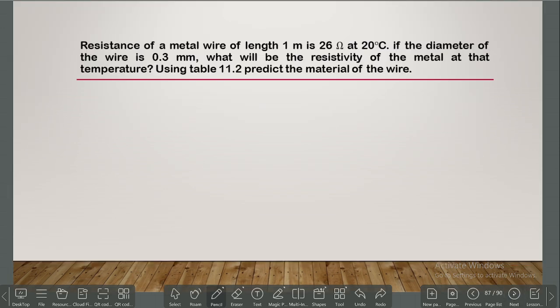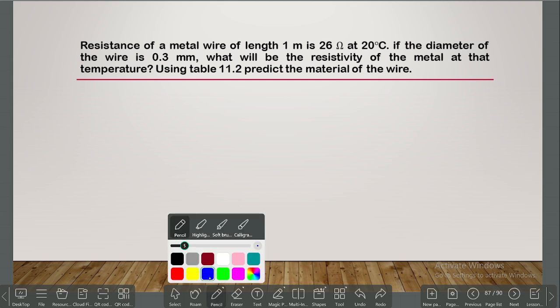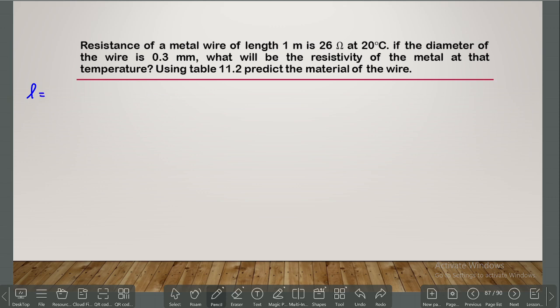Next, a numerical question, an important 3-mark question. The resistance of a metal wire of length, that means the length of the wire is given. What is the length of the wire? It is given as 1 meter. And the resistance of the wire is given as R equal to 26 ohm at a temperature of 20 degrees Celsius. No need to bother about the temperature, just skip that value. If the diameter of the wire is D equal to 0.3 millimeter, what will be the resistivity of the material they are asking?